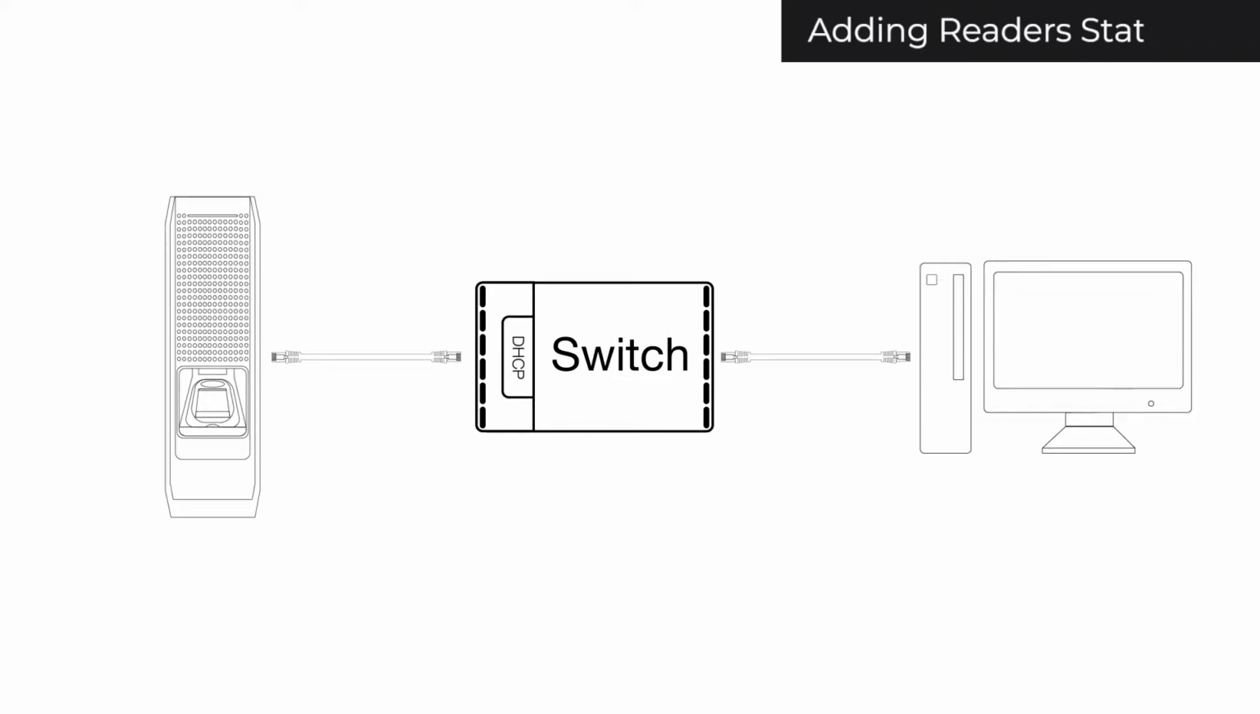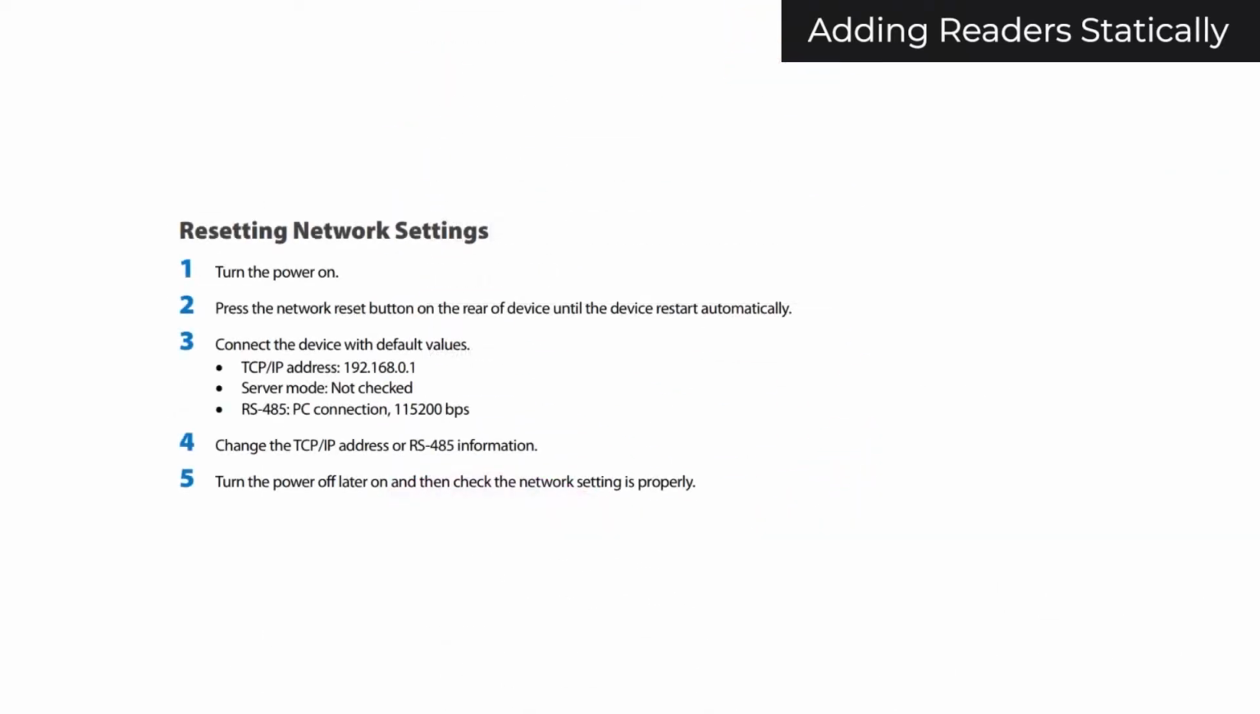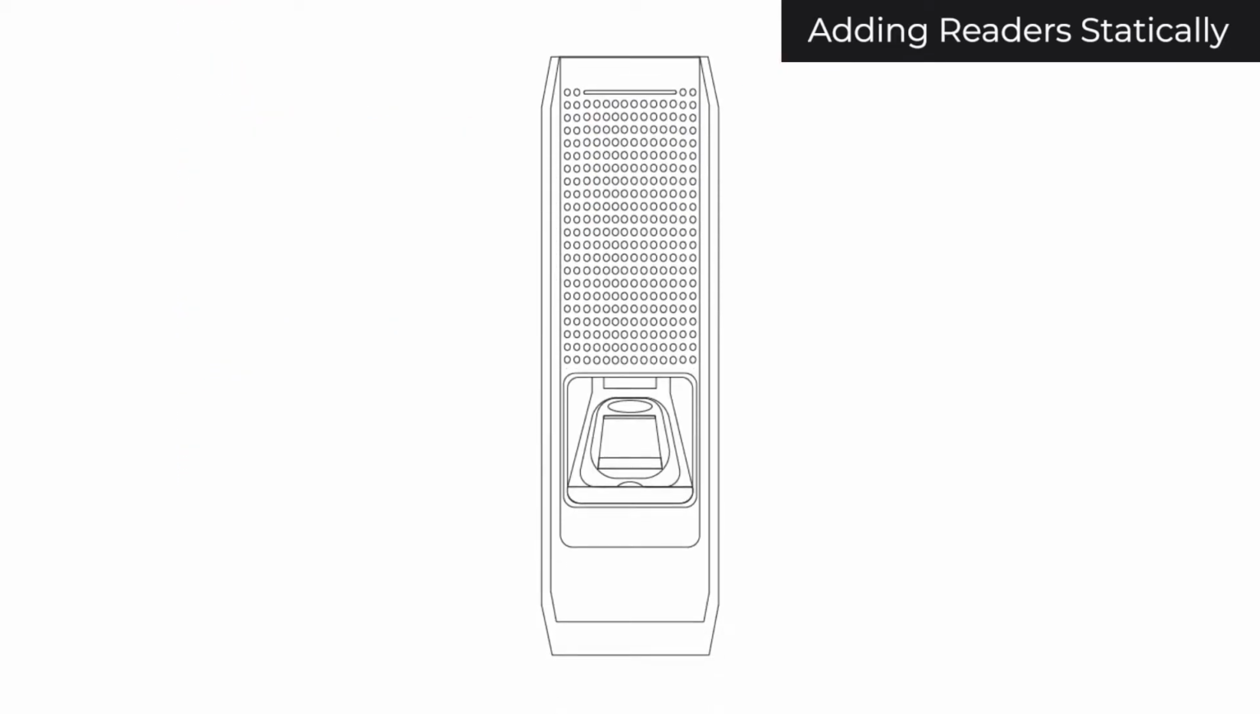If your device is not new, and none of the steps in the first video worked, you will want to manually reset it. Instructions on how to manually reset your device can be found in this installation guide under the Resetting Network Settings section. Once you reset your device, it will obtain a static IP of 192.168.0.1, and you'll need to add it statically.